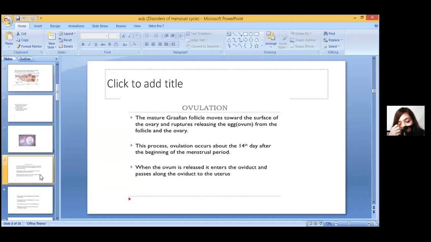When the ovum is released, it enters the oviduct, that is the fallopian tube, and it passes along the oviduct to the uterus. If fertilization occurs, as I told you earlier, it turns into an embryo, and if it does not, then it disintegrates into the corpus luteum, and then the bleeding starts.